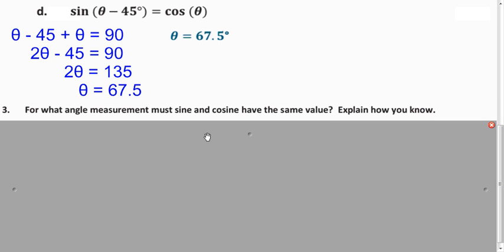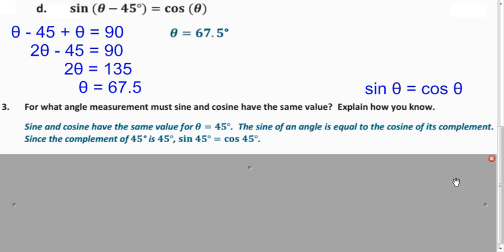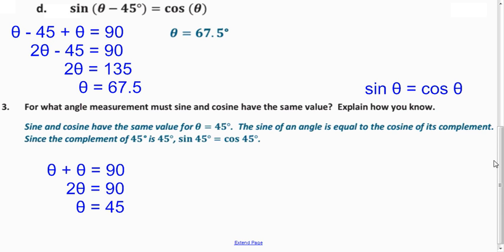And finally, for what angle measurement are sine and cosine equal? And another way of stating that, when is this equation true? Well, that's going to be true when the angle is 45 degrees. And that makes sense since it would be an isosceles right triangle. So those two ratios would have to be the same because both legs would be the same length. And here's a little bit of algebra that proves it a little bit further.